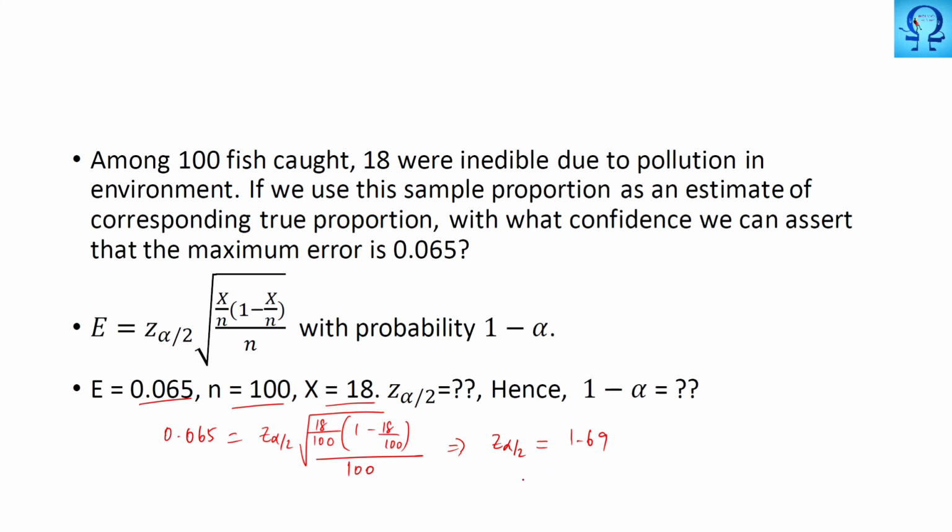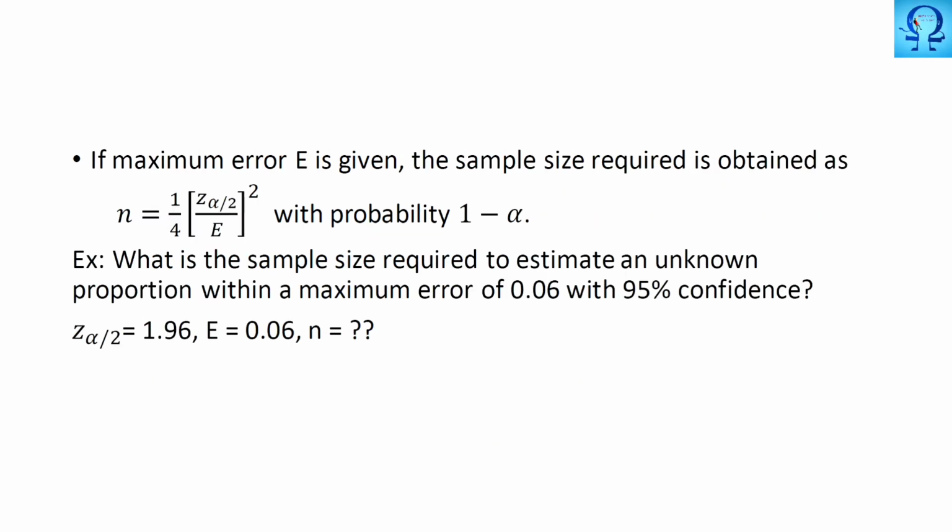So from this, you just go to your standard normal table and read the value of alpha upon 2, from which you can very well calculate 1 minus alpha. So here you just need to calculate z alpha upon 2, go to your standard normal table, read the value of alpha from there, and that's it.